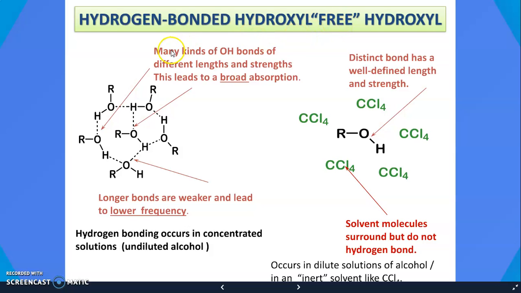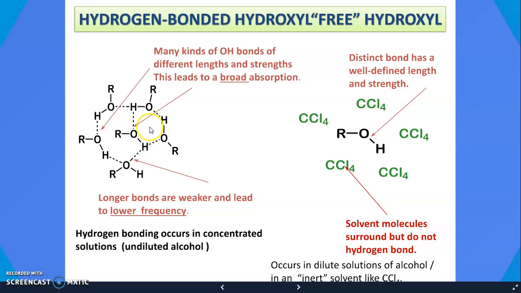See the free hydroxyl group, which gives a distinct band with well-defined length and strength. These are the free hydroxyl groups. And here is the dilute solution where the CCl4 solvent is used, so with lots of CCl4 this is a very dilute solution. This is the alcohol, which shows many kinds of hydroxy bonds of different lengths and strengths, and this leads to the broad absorption. Why? Because there is formation of intermolecular as well as intramolecular hydrogen bonding.